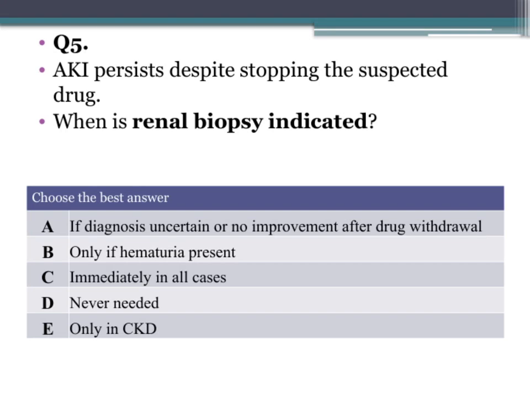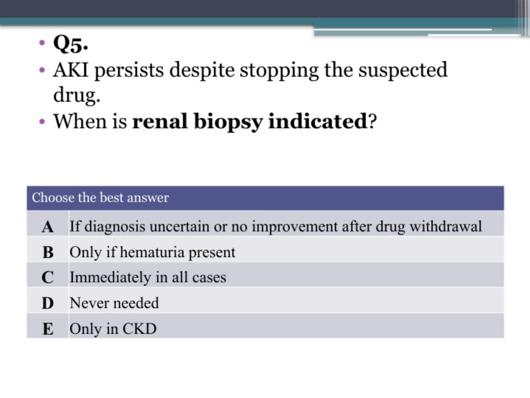All right, let's look at this scenario. When AKI persists despite stopping the suspected drug, the question is, when should we consider a renal biopsy? The options here are: A, if the diagnosis is uncertain or there's no improvement after drug withdrawal; B, only if hematuria is present; C, immediately in all cases; D, never needed; or E, only in chronic kidney disease. The key point is that if a patient's kidney function doesn't improve after we've taken out the offending agent, we need more information. Often, a renal biopsy becomes crucial to understand what's going on at the tissue level.